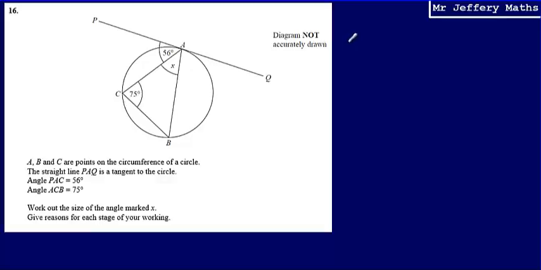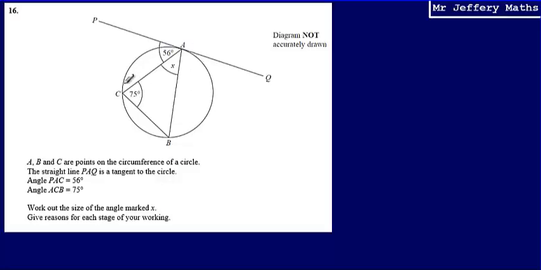This is question 16. Here I'm told that A, B and C are points on the circumference of a circle, and we're told that the straight line PAQ is a tangent to the circle. We're then given a couple of angles: we're given PAC and we're given ACB. And what we're asked to do is work out the size of the angle marked X.